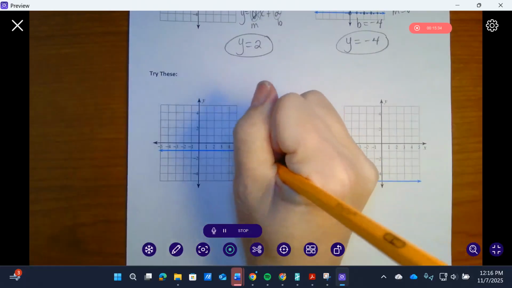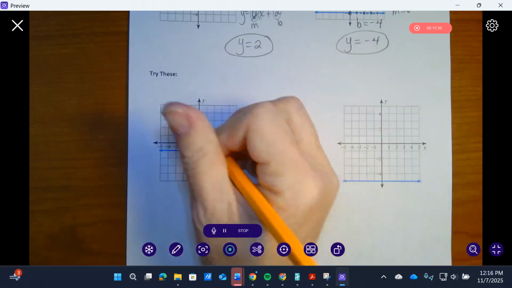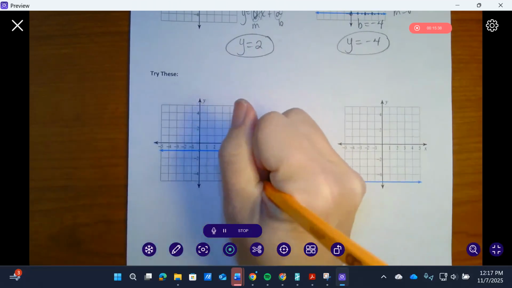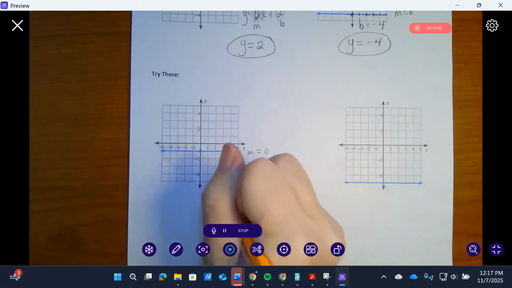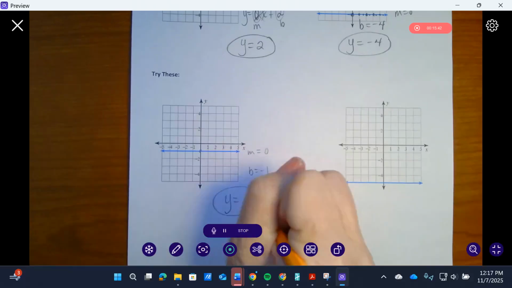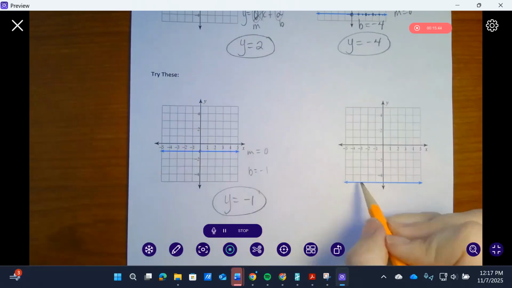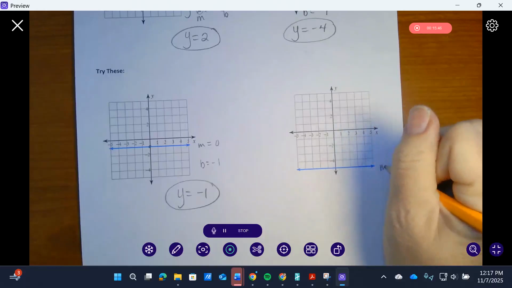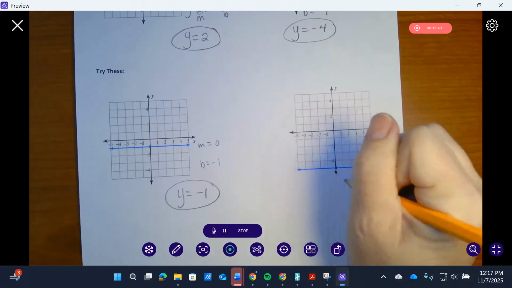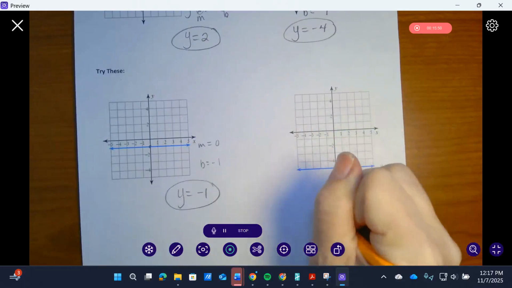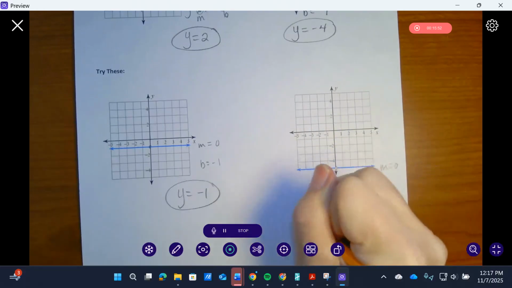Okay, on here, flat line, no steepness, slope is 0, y-intercept is -1. My equation, y equals -1. Here, flat line, slope is 0, my y-intercept is -5, y equals -5.